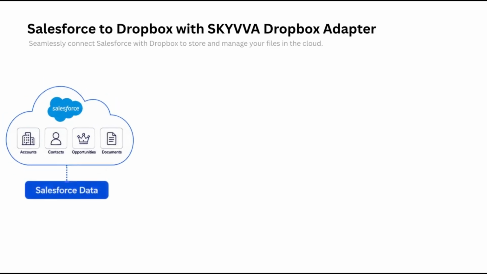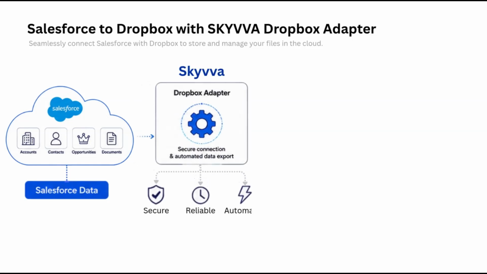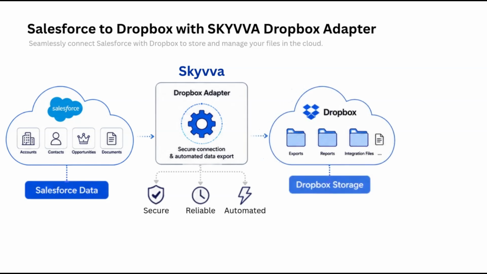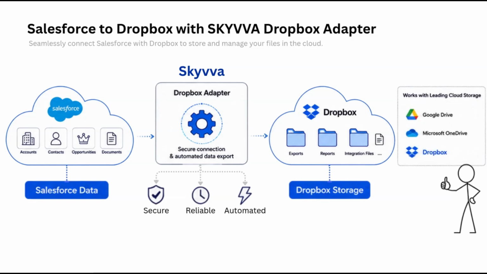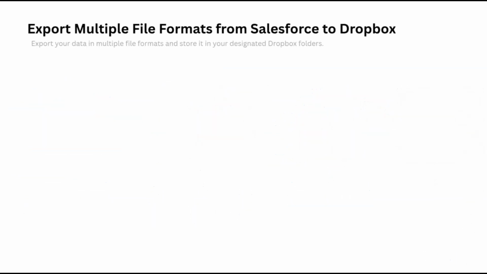As shown in the diagram, Salesforce acts as the data source, containing business information such as accounts, contacts, opportunities, and documents. The SKYVVA Dropbox Adapter sits between Salesforce and Dropbox, providing a secure and automated connection. Its role is to retrieve data from Salesforce, process it, and deliver it to your designated Dropbox folders for cloud-based storage and management.